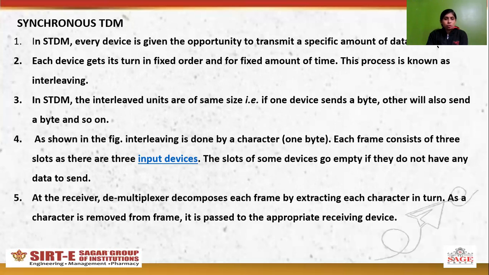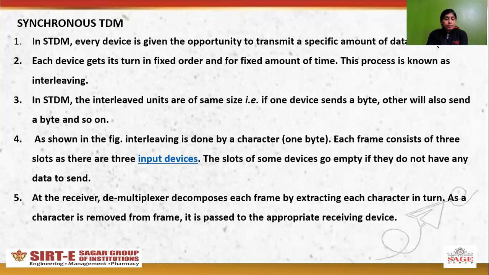Each frame consists of 3 slots, as there are 3 input devices. If 4 input devices are there, then 4 time slots will be there. If 5 input devices are there, then 5 time slots will be there. The slots of some devices go empty if they do not have any data to send. And this is the main disadvantage of this technique in comparison with the asynchronous time division multiplexing technique.